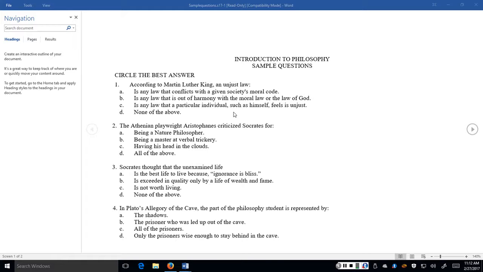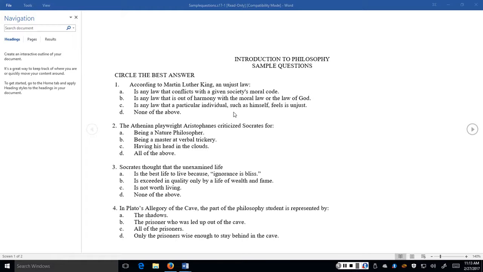B is any law that is out of harmony with the moral law or the law of God. How many had B? Well, two people will admit to having had B. C is any law that a particular individual, such as himself, feels is unjust. Anybody have C? What about D, none of the above?